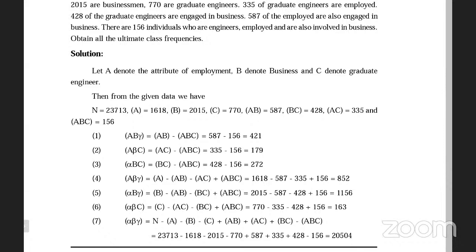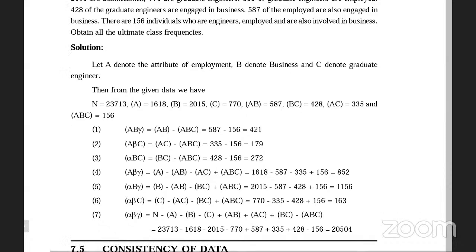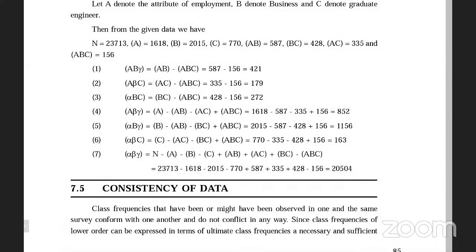Those are the formulas from above. Here we get AB gamma. And B is involved in the middle, so at that time B minus AB minus BC plus ABC. These are the B involved terms. A involved is above. Next, C is involved. Alpha beta gamma equal to C minus AC minus BC plus ABC. Alpha beta gamma equal to capital N minus A minus B minus C plus AB plus AC plus BC minus ABC. These are the values we can identify.